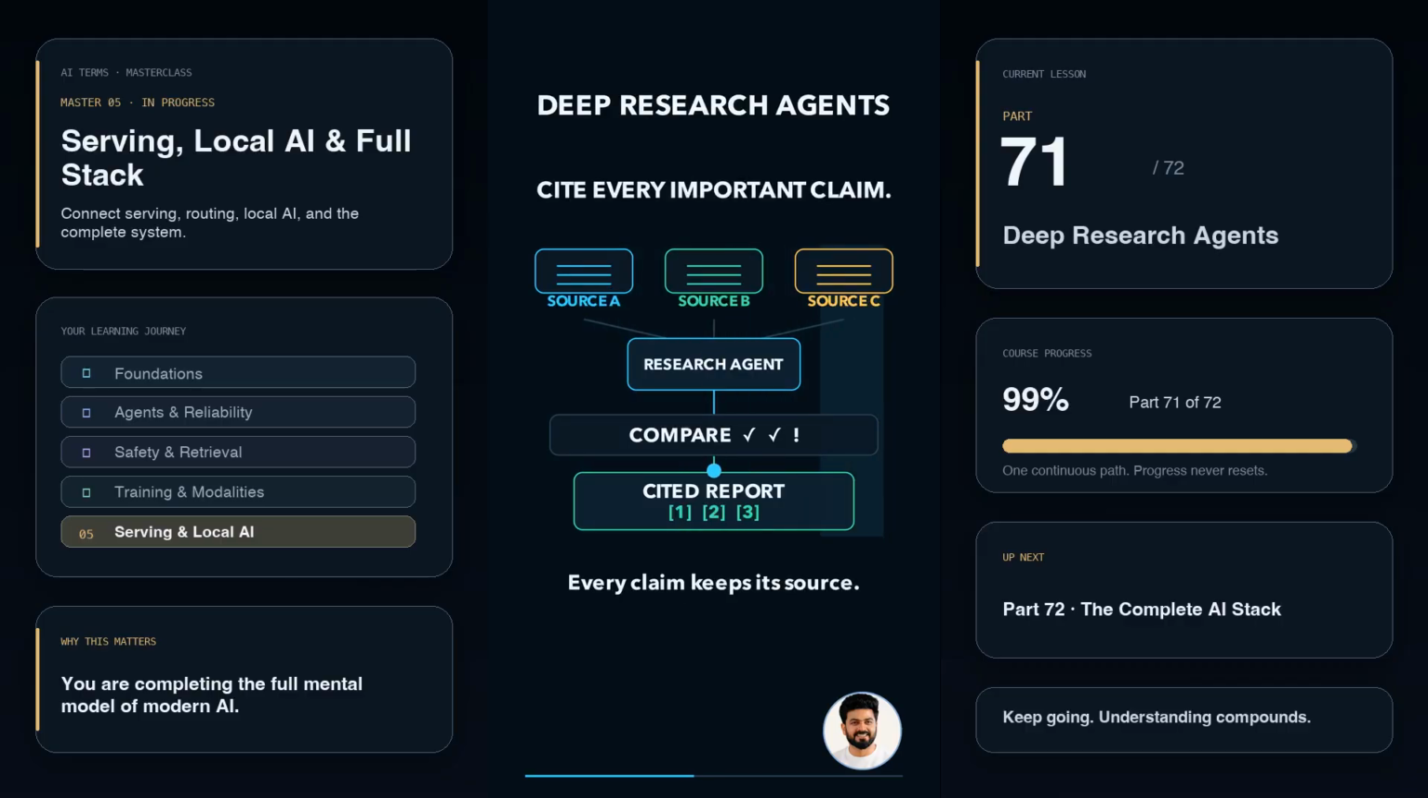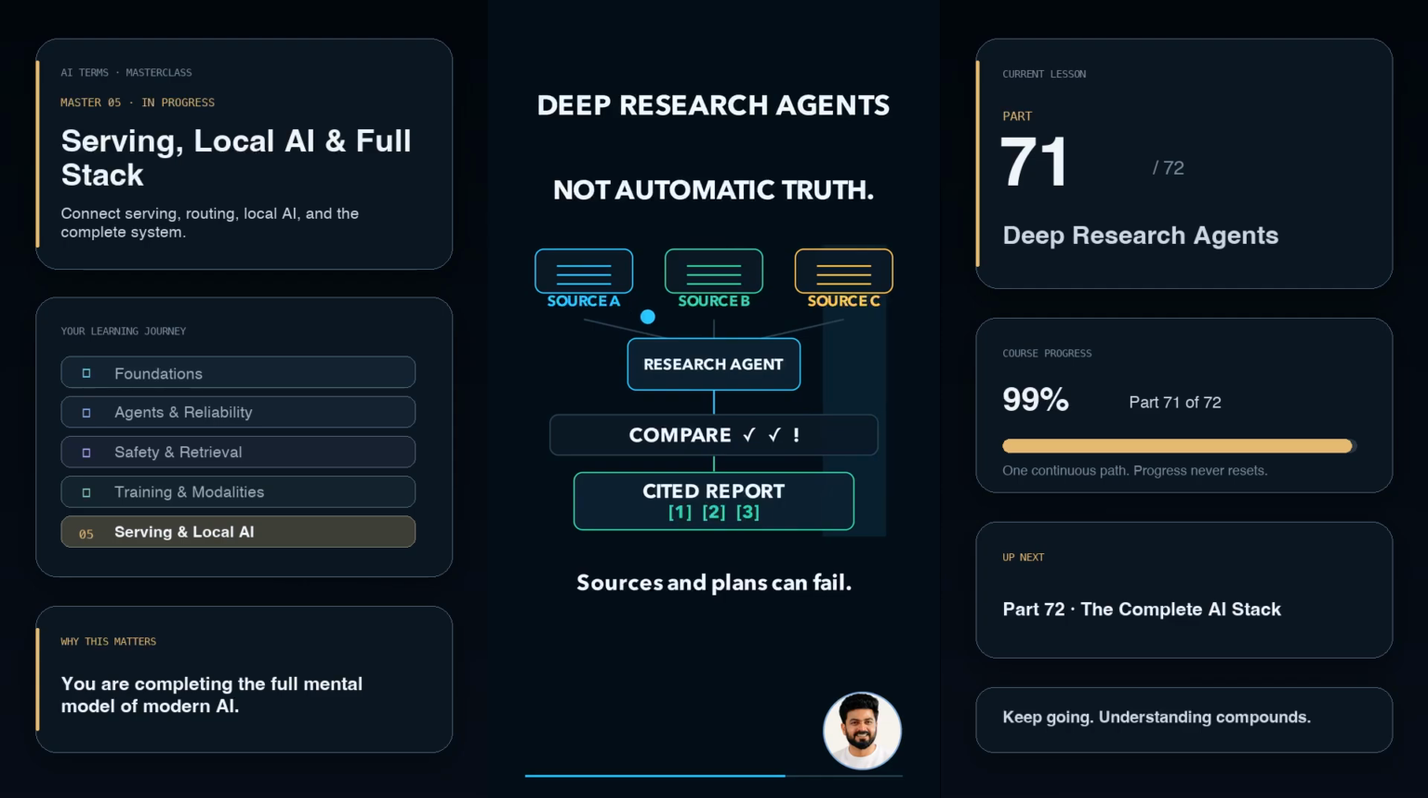Then it connects each important claim to its source. Those citations let you inspect the evidence instead of trusting a polished paragraph. Finally, the agent assembles the findings into a structured answer. What is known, what is uncertain, and which sources support each conclusion.